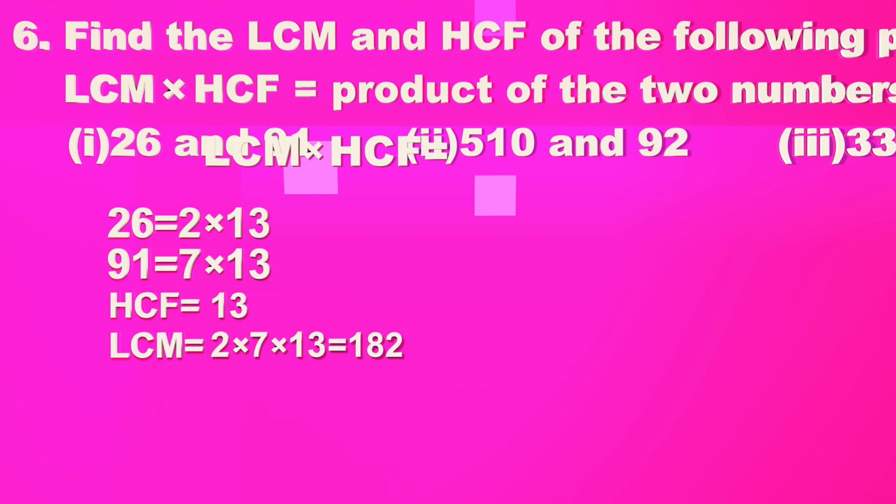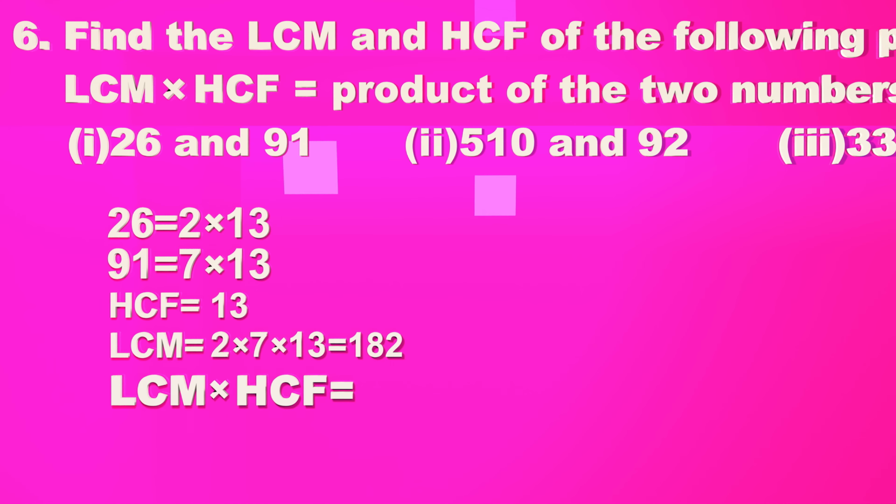Now let's multiply both HCF and LCM. So LCM is 182 and HCF is 13. We will get 2366 by multiplying them. Let's assume it as equation 1.